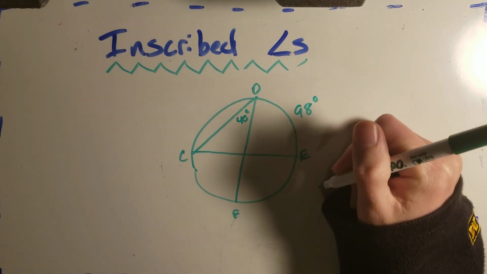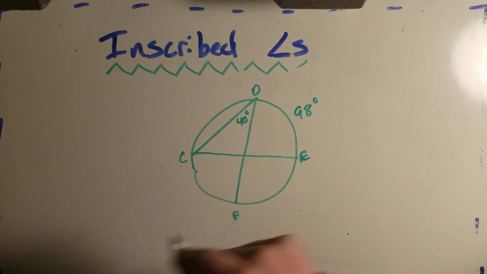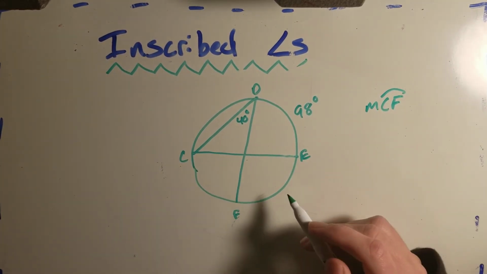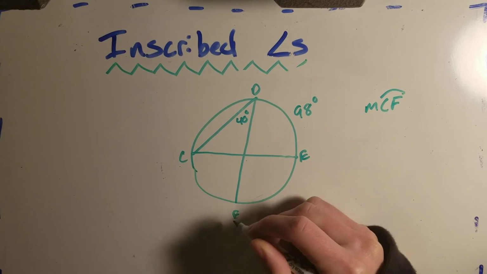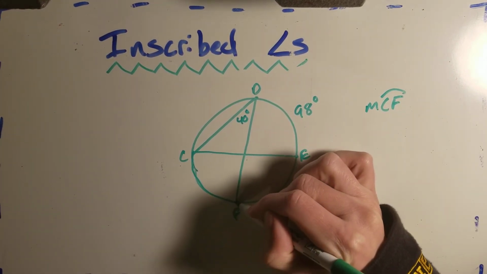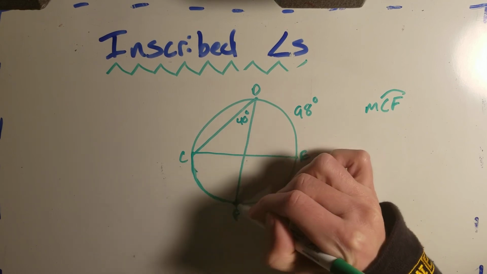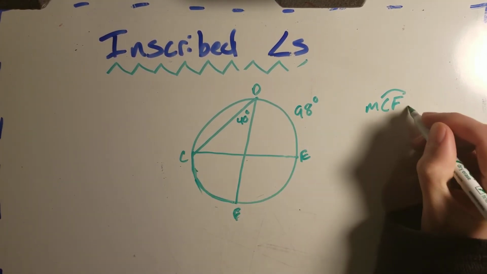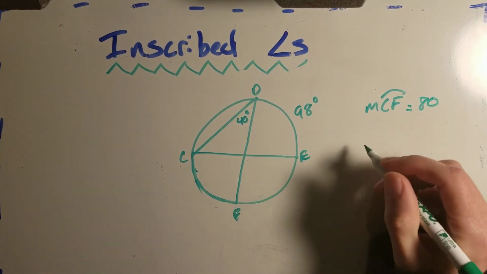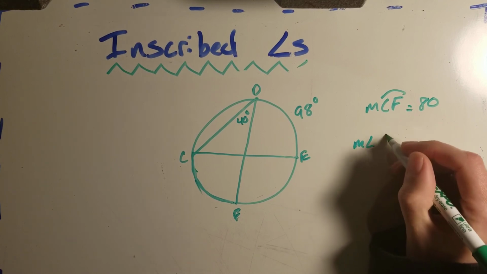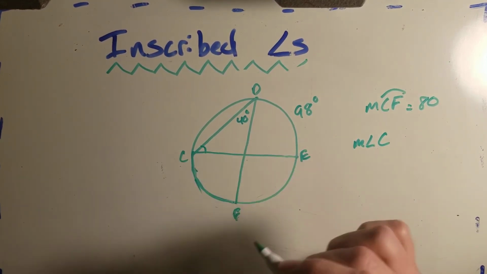All right, and our goal is to first find the measure of CF. If you look at the inscribed angle, because that's our intercepted arc here, the inscribed angle is 40, so CF would be a measure of 80. And then if we want to find the measure of angle C, we're looking for this angle.